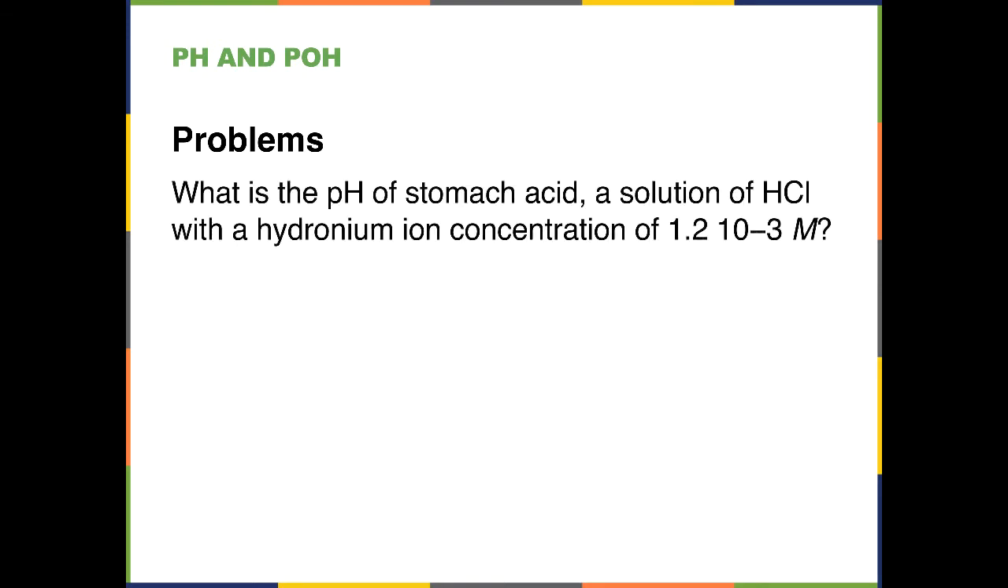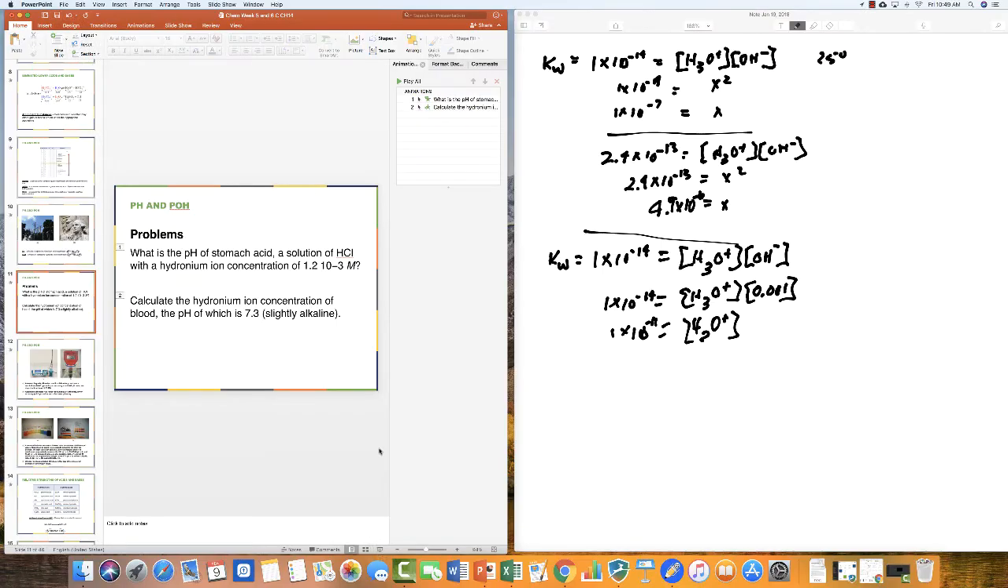What is the pH of stomach acid, a solution of hydrochloric acid with a hydronium ion concentration of 1.2 times 10 to the minus 3 molar? Okay, we said that pH is equal to negative log base 10 of the hydrogen ion concentration, or hydronium ion concentration, however you want to say it. So it's going to be the negative log base 10 of, in this case, 1.2 times 10 to the minus 3.